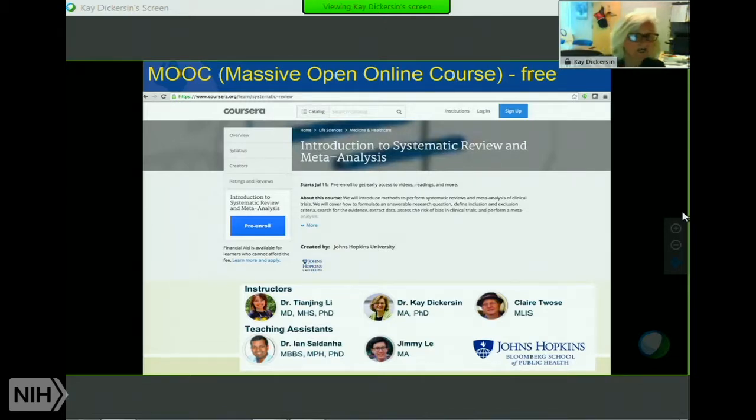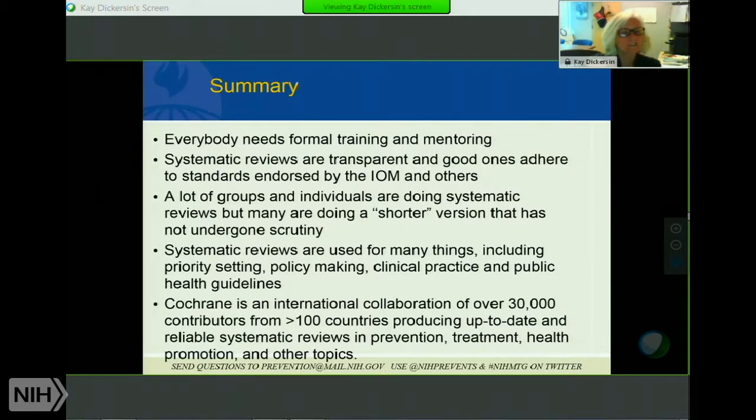Now, it's not hands-on, and both Dr. Li and I believe, and most people doing systematic reviews believe, that hands-on is how you're going to get the best practice for doing a systematic review, but it's a starting point and it's an education. Better to take it than not. So in summary, everybody needs formal training and mentoring.